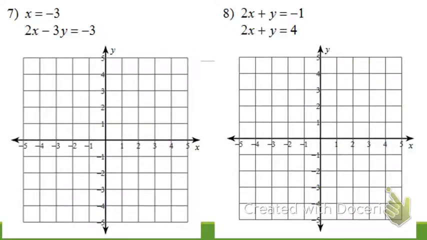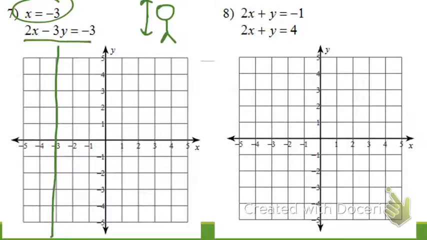Almost through this here. Remember yourself, when you make your arms go up and down, you're saying x equals. So x equals -3. That thing's ready to graph. Just graph it. And then I need to solve this one for y. So 2x minus 3y equals -3.